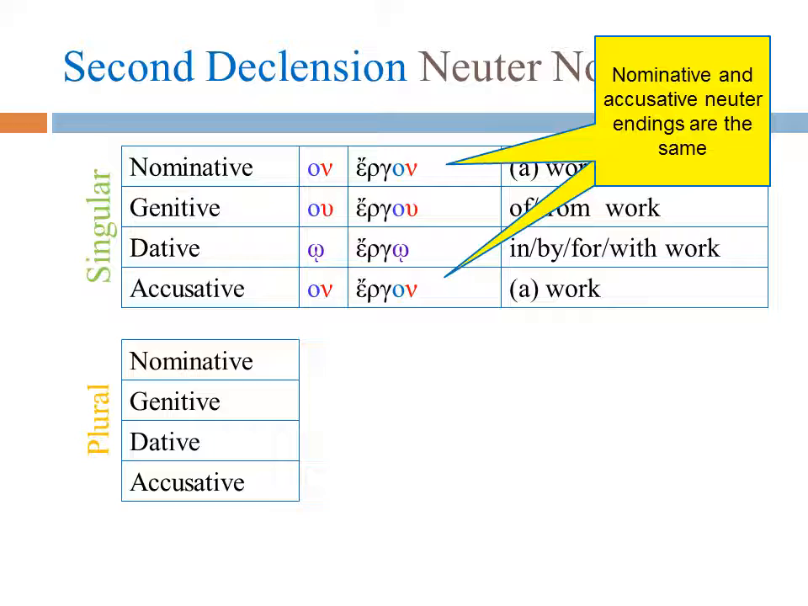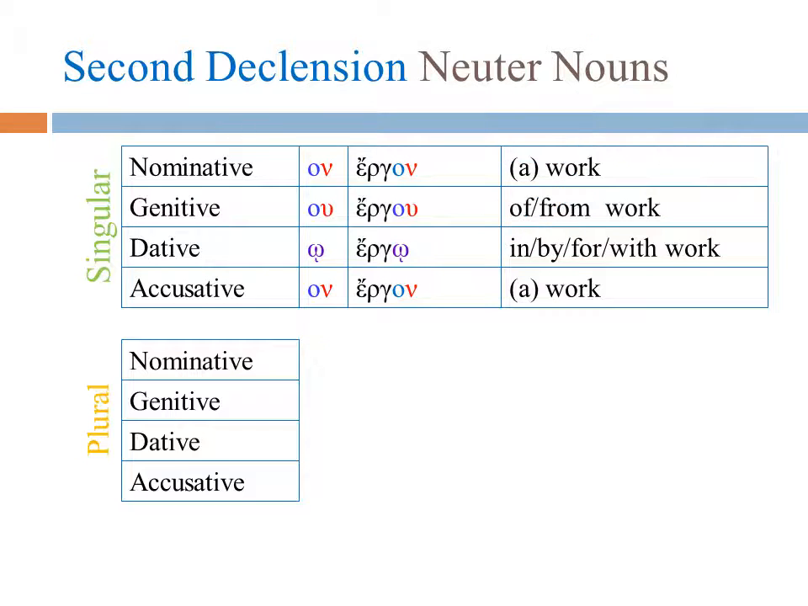Now, one of the things that you notice right away is the nominative and accusative endings are the same in the neuter. So the nominative accusative endings in the singular are on and on. Nominative ending plural is unusual. You just have to memorize this one, it is an alpha. Remember, we think of alphas, we think of first declension, but this is the nominative plural ending.